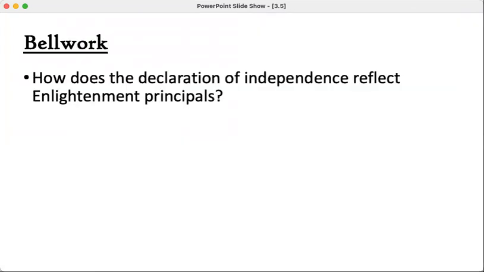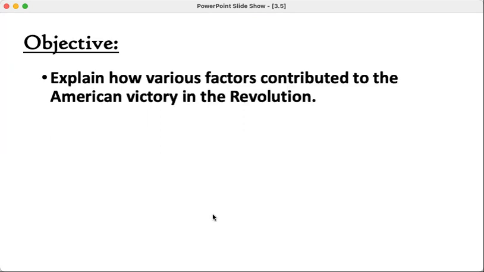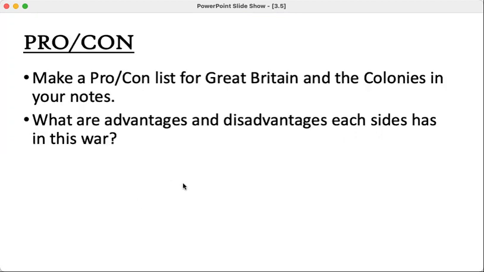So, how did the Declaration of Independence reflect Enlightenment principles? Let's think about that a little bit. Well, of course, we know that the Declaration is a verbatim reflection of John Locke and Jean-Jacques Rousseau talking about the social contract as well as natural rights. And all of these things contribute to an actual revolution. So you will be able to explain how various factors contributed to the American victory in the revolution.